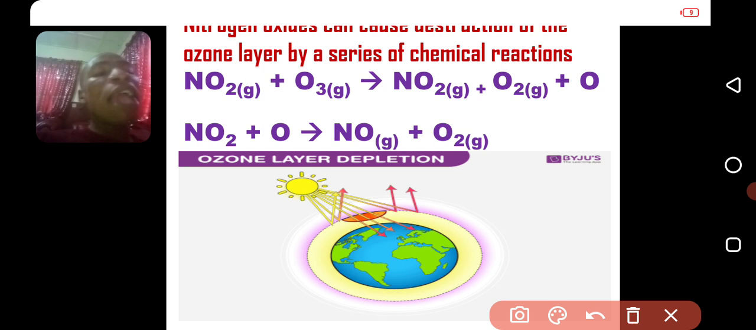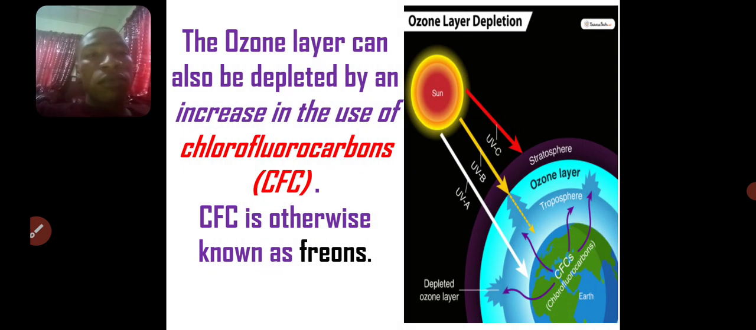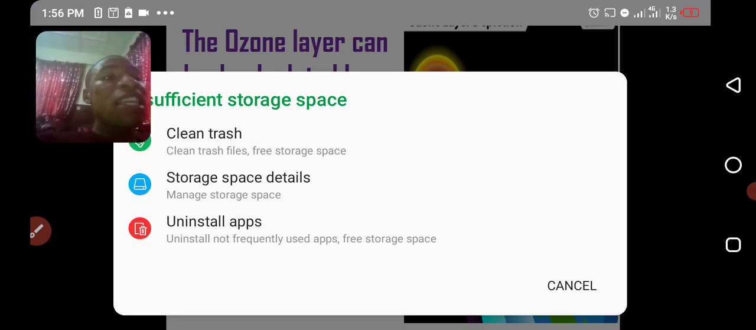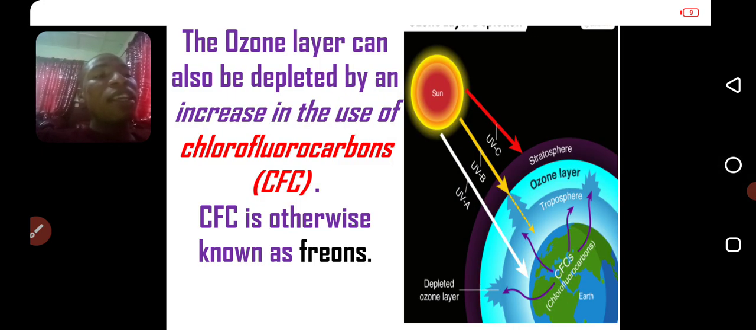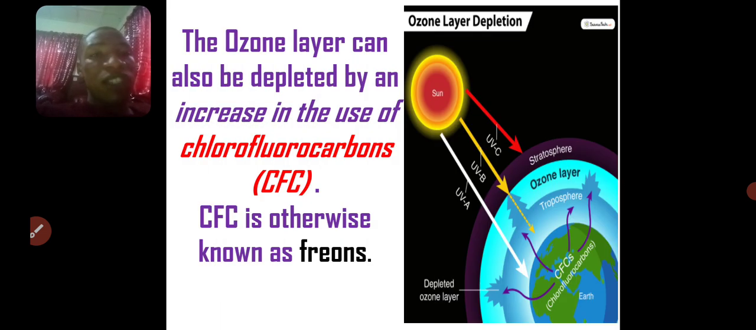Apart from NO2, that's oxides of nitrogen, chlorofluorocarbon can also deplete our ozone layer. In fact, it is the one that depletes the ozone layer most. And how does it happen?